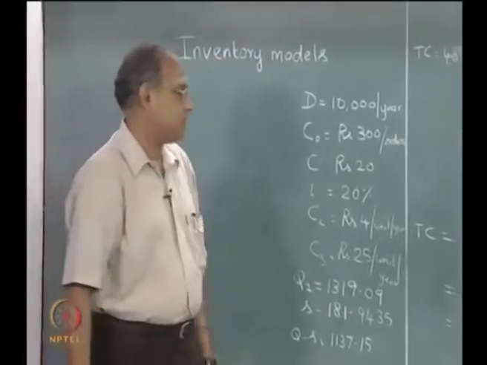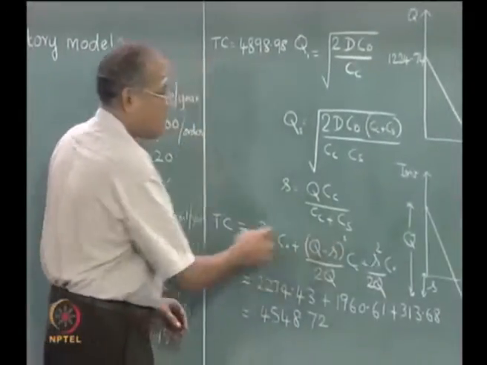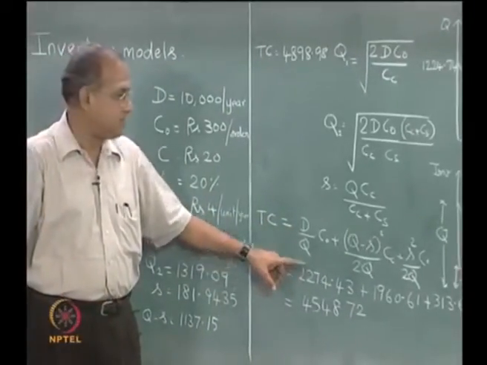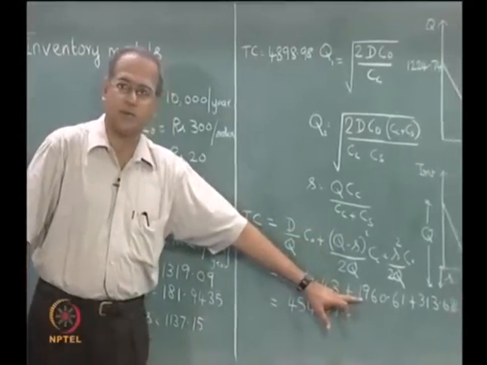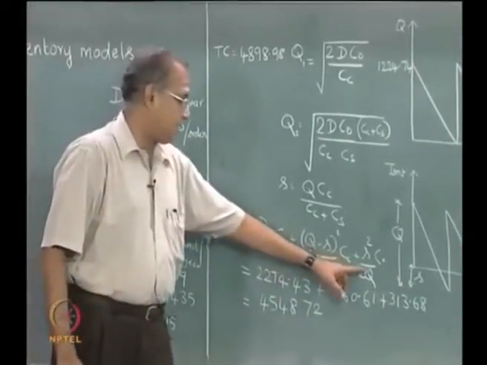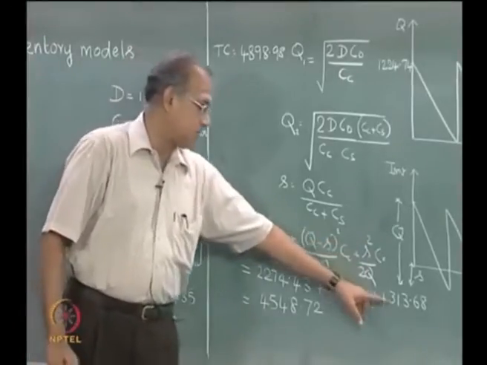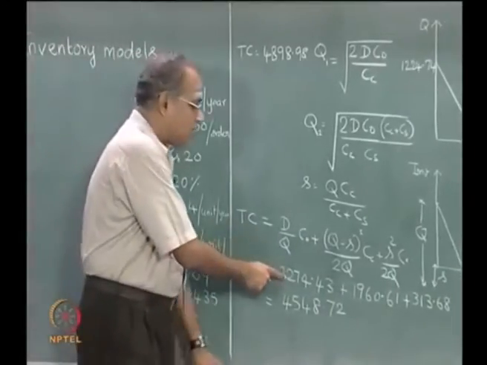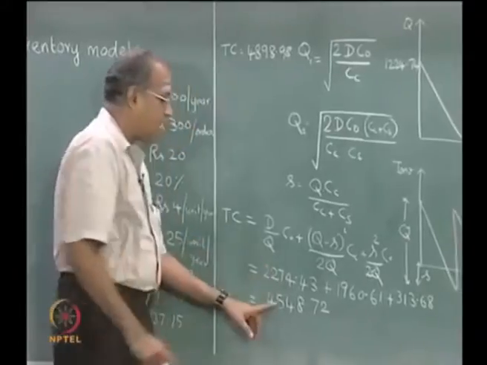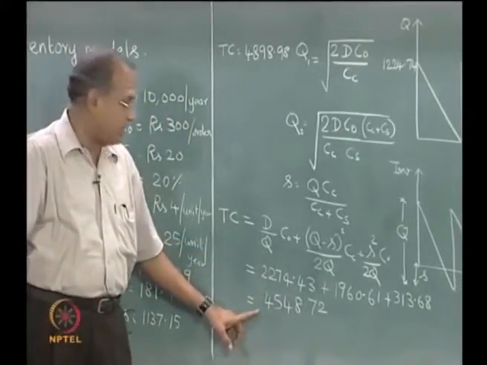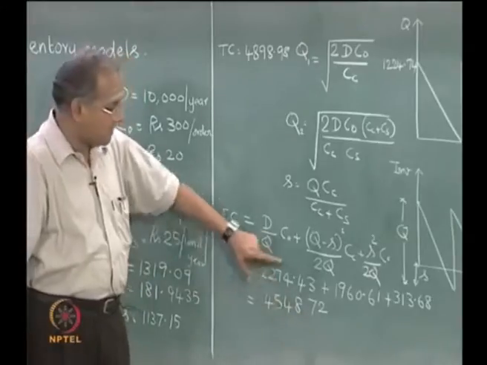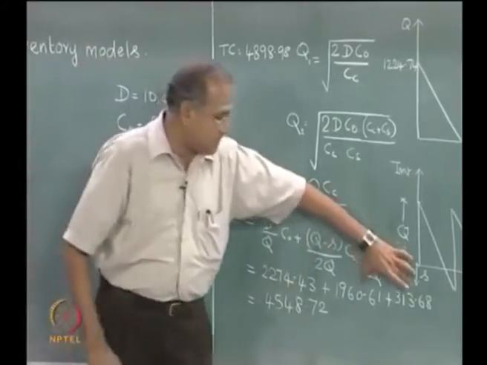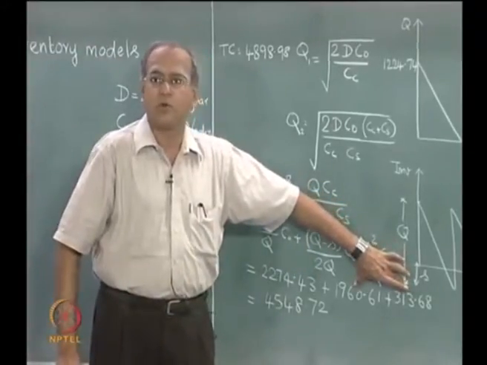Second observation is that there are three components to the total cost. The order cost component is 2274.43, carrying cost component is 1960.6 and the shortage or back order component is 313.68. We also observe that this 2274.43 is exactly half of the total. Total is 4548.72. This is exactly half of the total. So, this contributes to half of it, this contributes to the other half of the total.